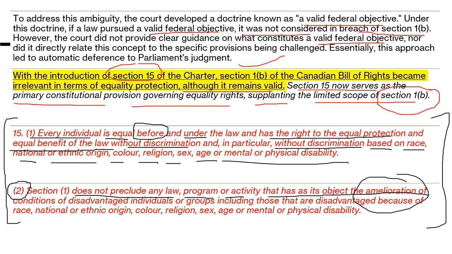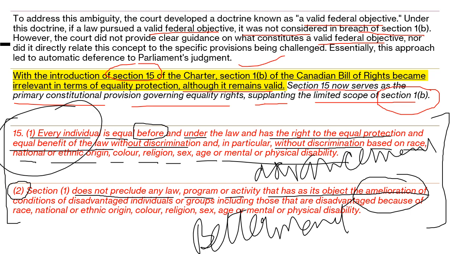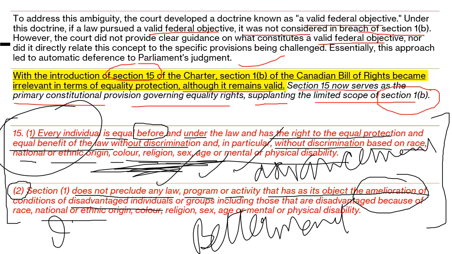Amelioration means betterment, advancement. So subsection 2 says that there is an exception to this section 15(1). If any government is making any law, program, or activity to make the situation better, that is, to advance the condition of disadvantaged individuals or groups, including those disadvantaged because of these grounds, then, when we talk about nationality and ethnicity, indigenous people come into the picture.